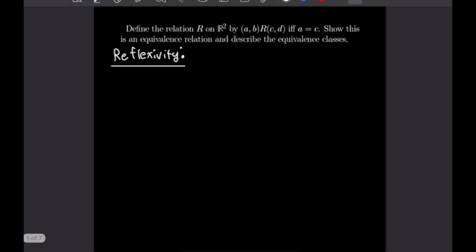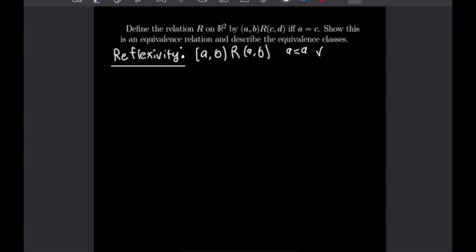Then we just want to describe the equivalence classes. In order to prove something is an equivalence relation, we have to prove that it is reflexive, symmetric, and transitive. So let's start with reflexivity. Now this one is pretty self-evident. It's pretty easy to see that (a, b) will be related to (a, b), as we have that a is equal to a.